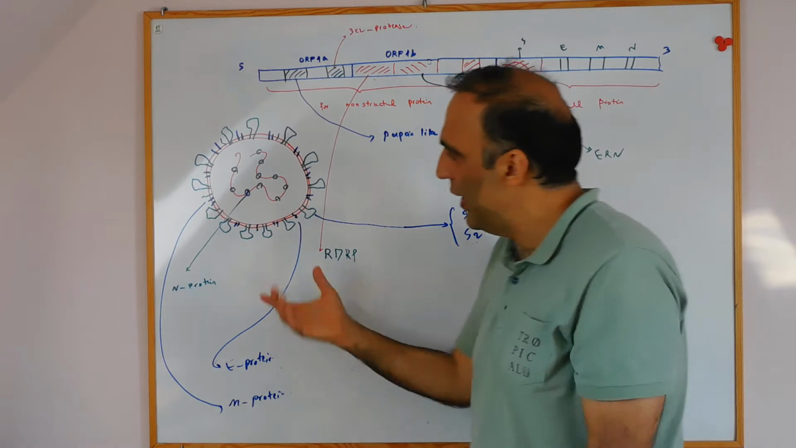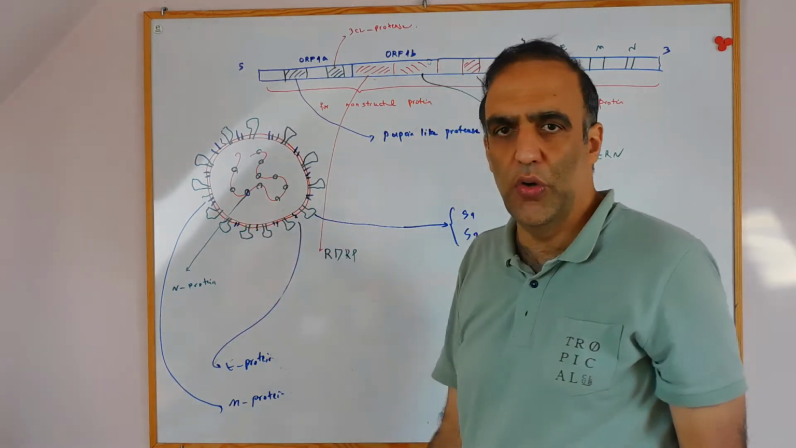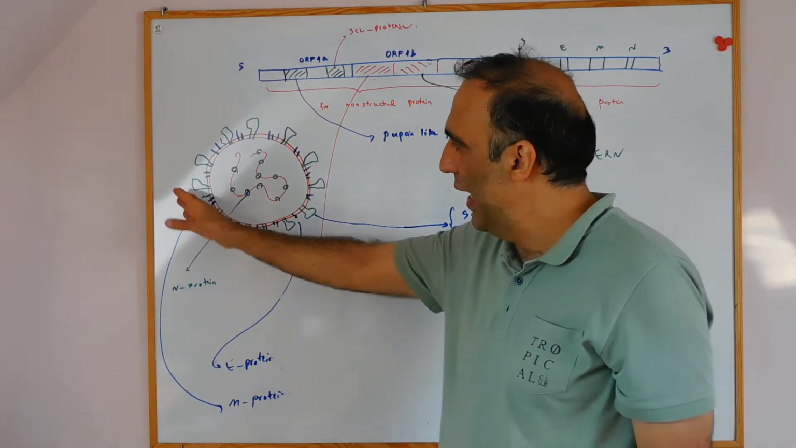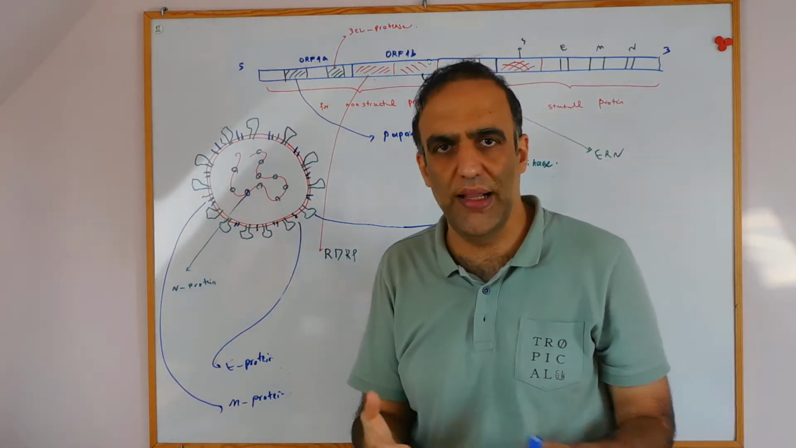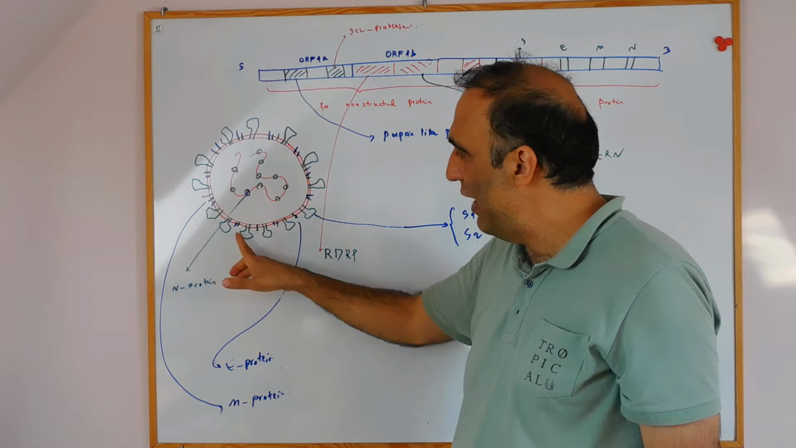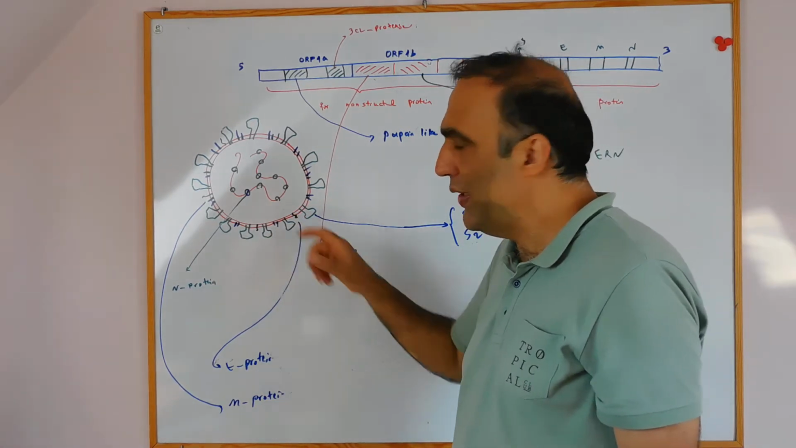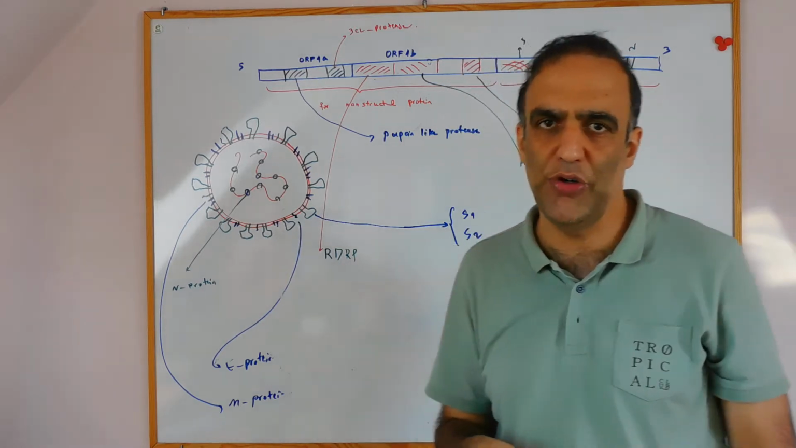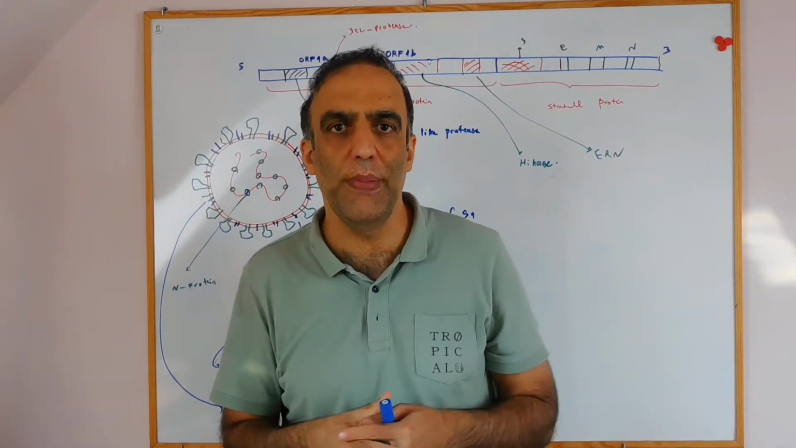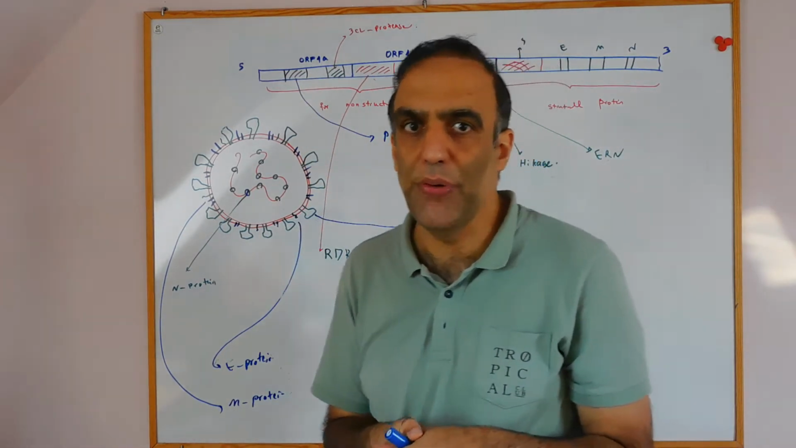Okay? As you see, I draw here the N protein or nucleocapsid protein, and we have the S protein or spike protein, which has two parts, S1 and S2. And we have the E protein, envelope protein, and the membrane protein or matrix protein, which is the most abundant protein in the membrane.